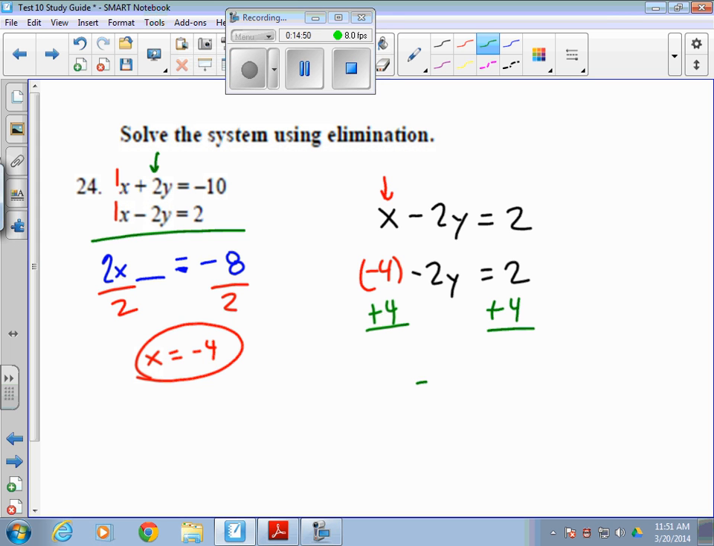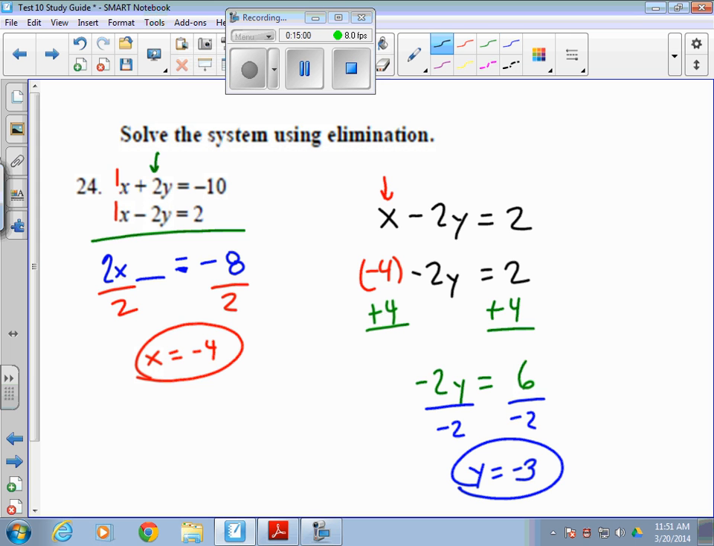That'll cancel and leave you with negative 2y equals 6. Divide by negative 2 to cancel out multiplying by negative 2. And your y value is negative 3. Again, x comma y as an ordered pair, negative 4 comma negative 3, is your solution.